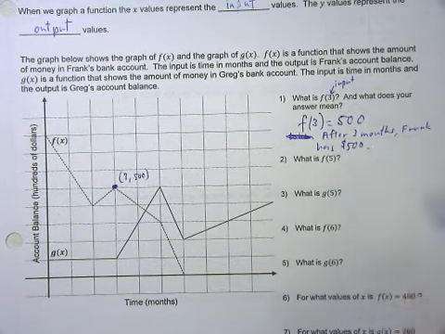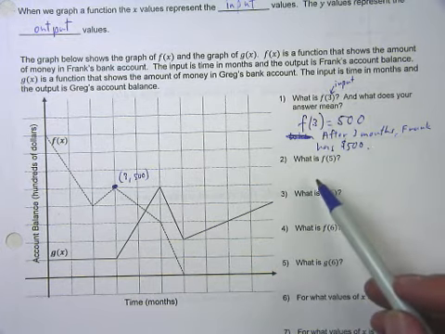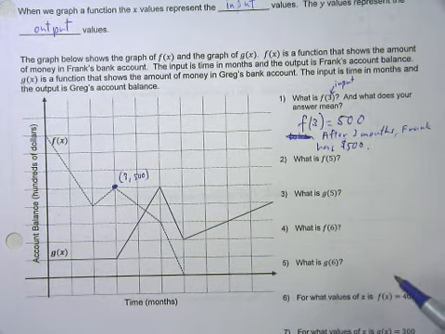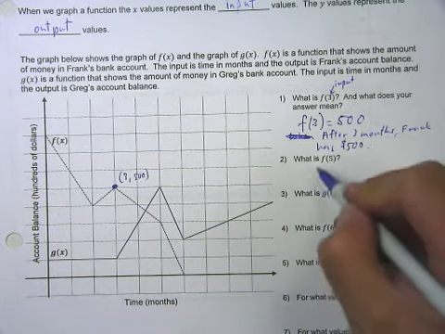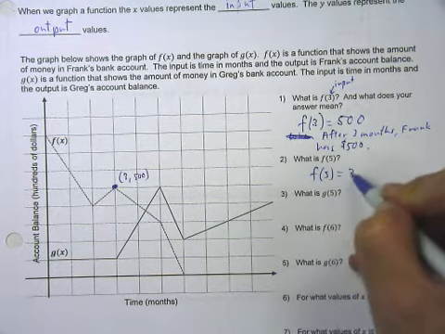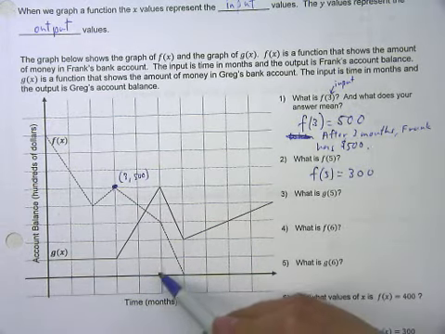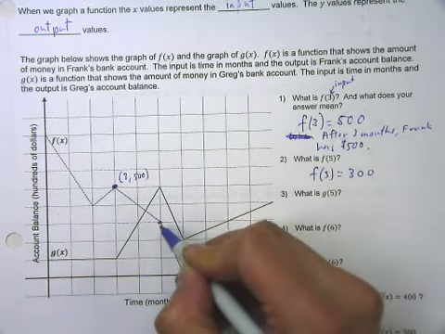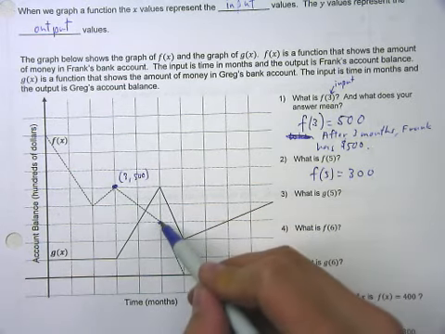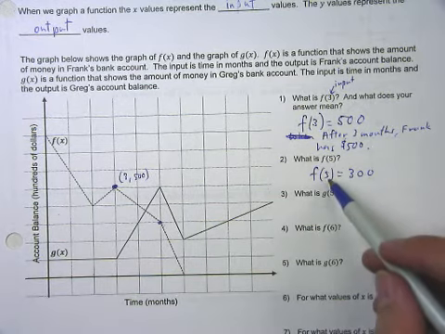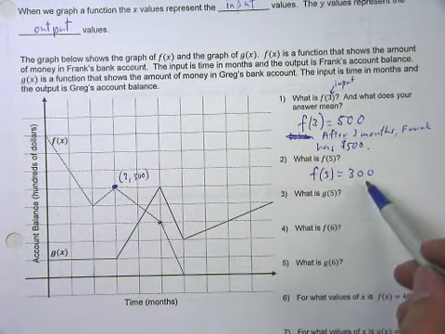You go ahead and do this one. Pause, please, and figure out what f of 5 is. Here's what you should have. F of 5 is equal to 300, because after 5 months, 1, 2, 3, 4, 5 months, right here, this point is (5, 300). 100, 200, 300. So 5 outputs 300. That means after 5 months, Frank has $300.